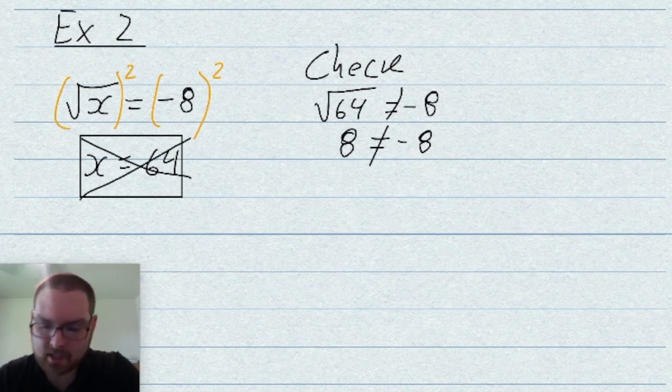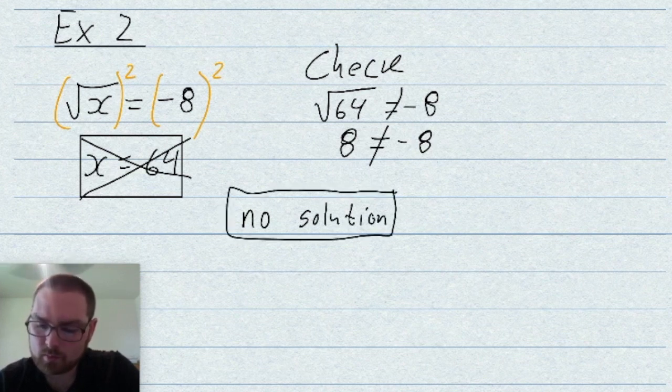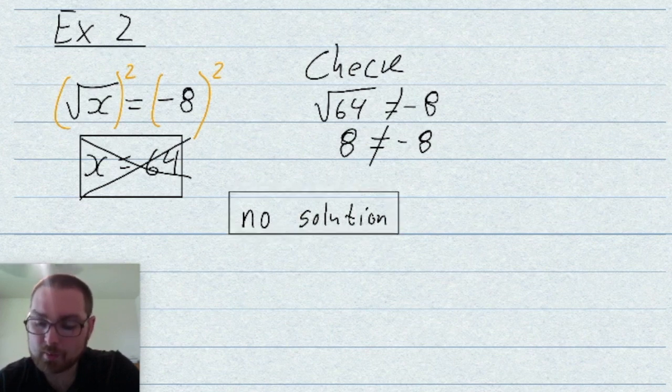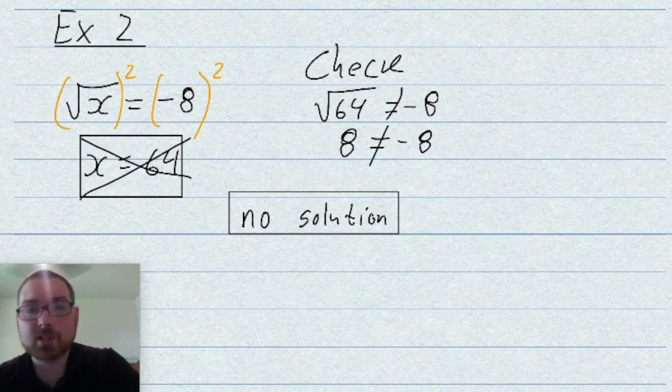So what we say then is there is no solution. Or more appropriately, no real number solution. There is an imaginary solution, but we're not talking about that right now. So for our purposes, we'll say no solution.